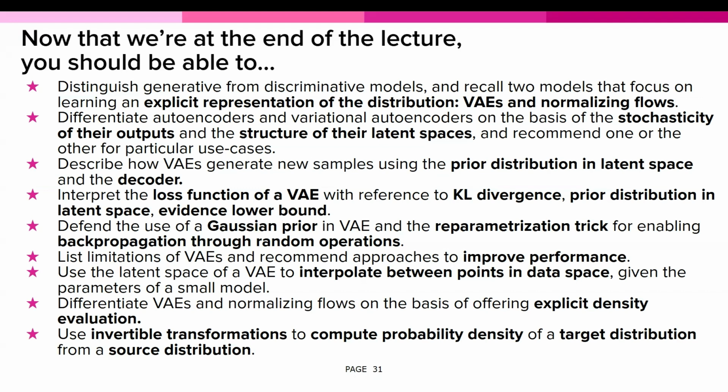And then, getting close, moving on to normalizing flows. Normalizing flows are a bit different from VAEs in that they allow us to have an explicit density evaluation of the data distribution. And then we also saw how we can use invertible transformations to compute probability density of the target distribution from a source distribution as well as the Jacobian determinant.